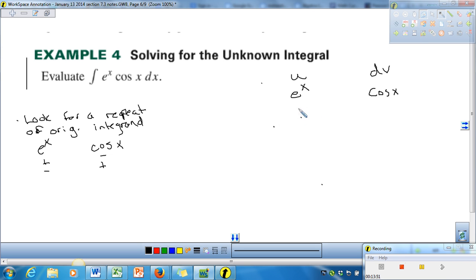All right, so what is the derivative of e to the x? That is also e to the x. And what is the antiderivative of cosine? Sine x. Next derivative is e to the x. Antiderivative of sine? Negative cosine. Do I need to go any further? There's my repeat of e to the x and cosine x.